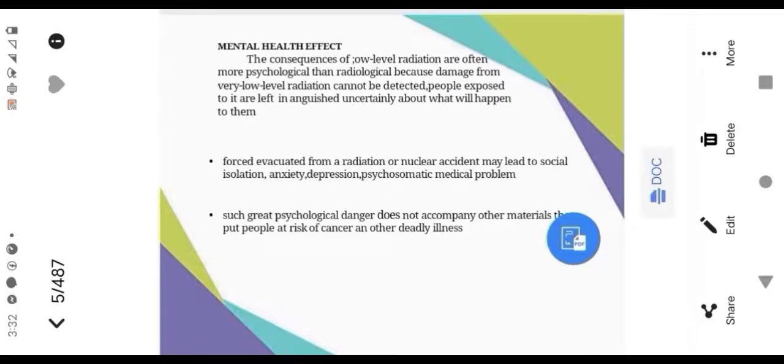Mental health effects. Mental health effects are very common, which are the effects on our body. The consequences of low-level radiation exposure are often more psychological than radiological, because damage from very low-level radiation cannot be detected. People exposed to it are left in anguish and uncertainty about what will happen to them. Many believe they have been fundamentally contaminated for life and may refuse to have children for fear of giving birth to defects. They may be shunned by others in their community who fear the mysterious contagion.